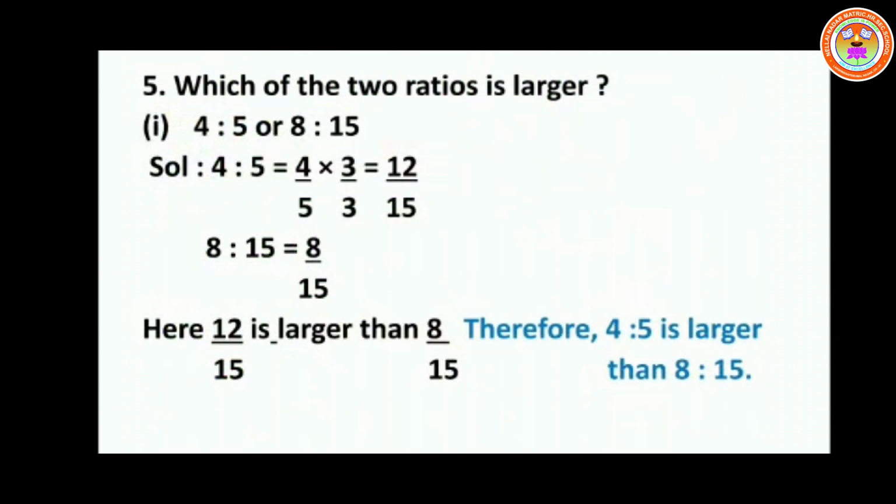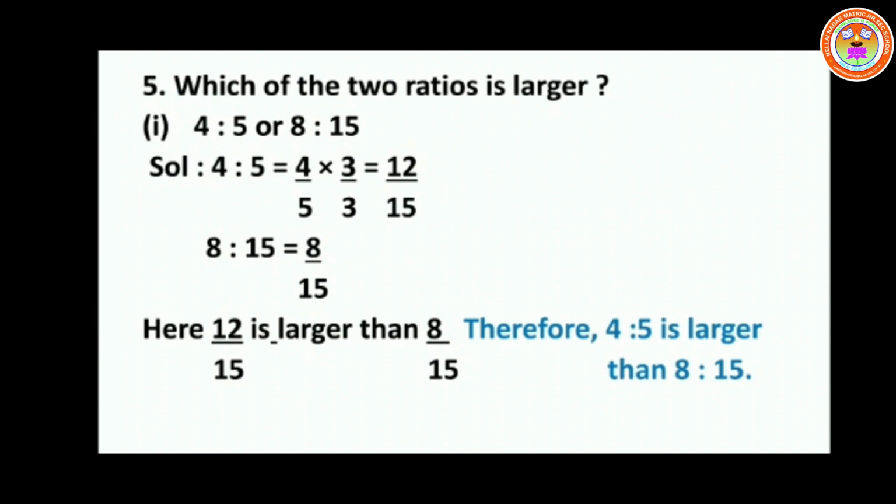Problem number 5. Till problem number 4, in the last session we have revised. Now problem number 5. Which of the two ratios is larger? First subdivision: 4:5 or 8:15. Just observe both the ratios, children. The first one is 4:5 and the second one is 8:15. So 8:15 can be written as 8/15. Okay, children. So now the denominator part, what do you have? 15. So you have to bring both the ratios to the same denominator.